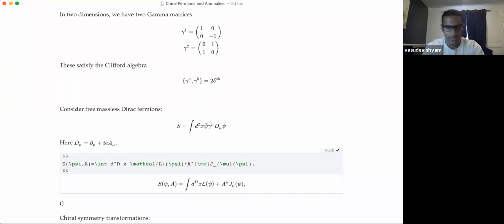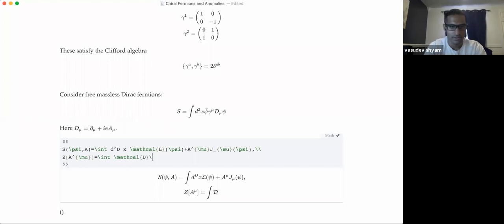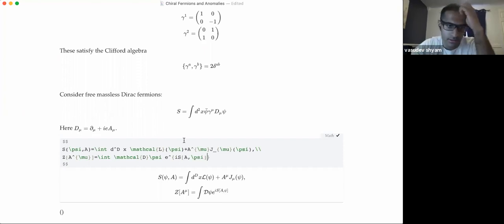But in the quantum theory, you'll find that the partition function depends explicitly on A. So the partition function is a function of A mu, right? Which means that if I were to do this formal path integral over psi with this action, then the effect of doing this functional integral only removes the dependence on psi. So it still depends explicitly on A.